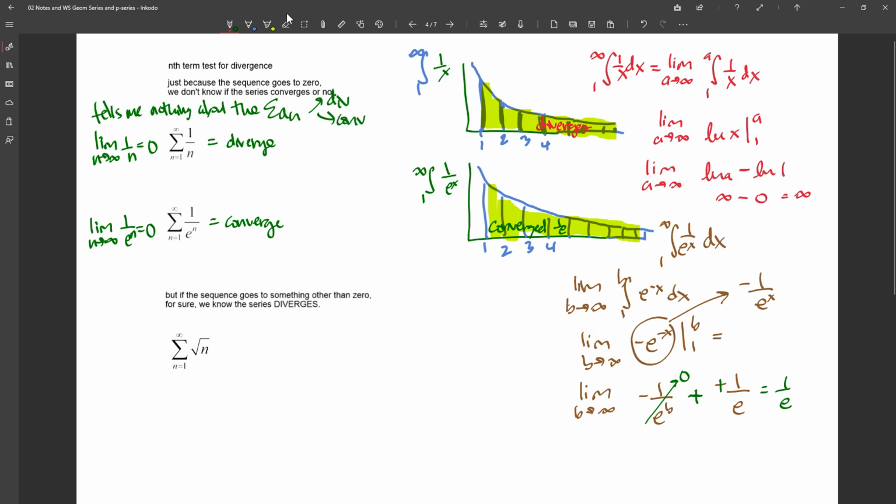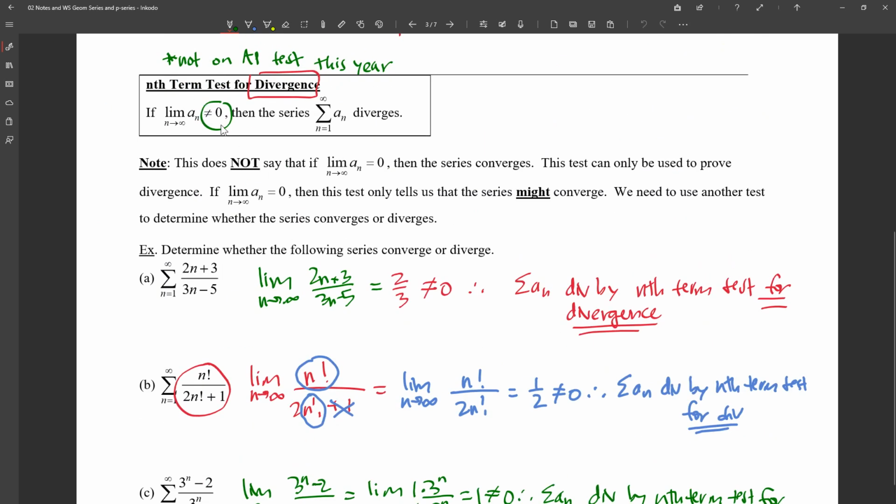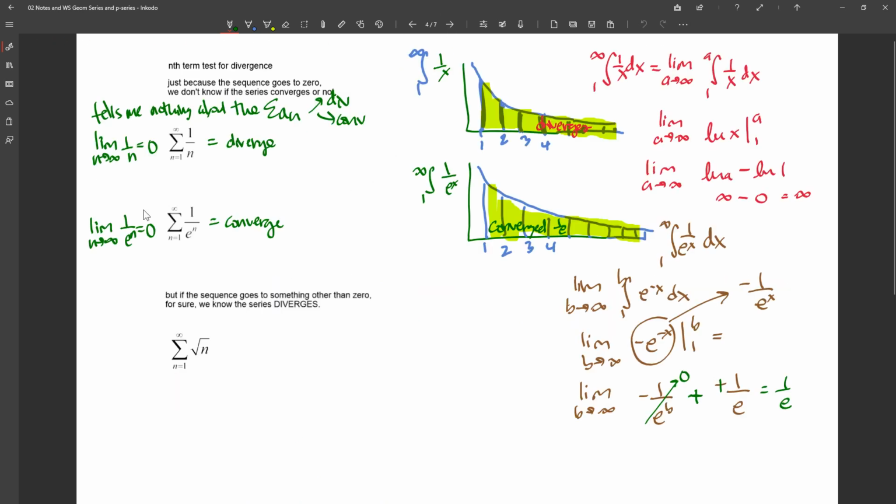And that's why before, when we talked about this nth term test for divergence, it has to not be equal to 0 for it to tell us anything about this series, if it converges or diverges. If this limit of a sub n is equal to 0, that is not the nth term test for divergence. That doesn't tell us anything. And later on we'll learn some more tests that maybe will help us with this. But just knowing that the limit of the sequence goes to 0 does not tell us anything about whether the series converges or diverges. And hopefully that picture helped you.